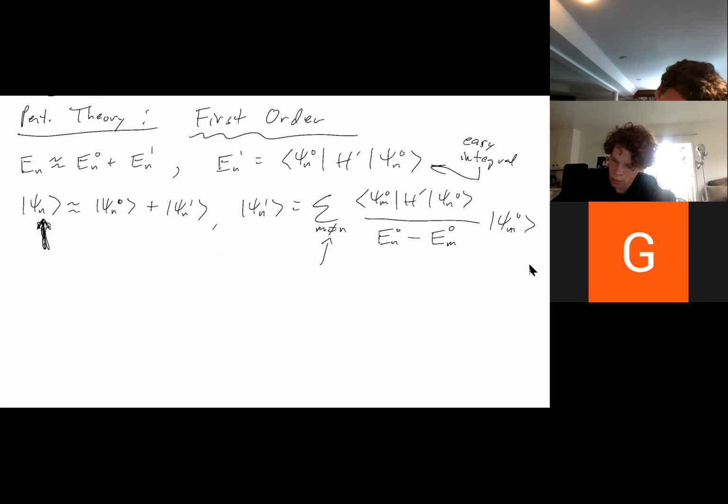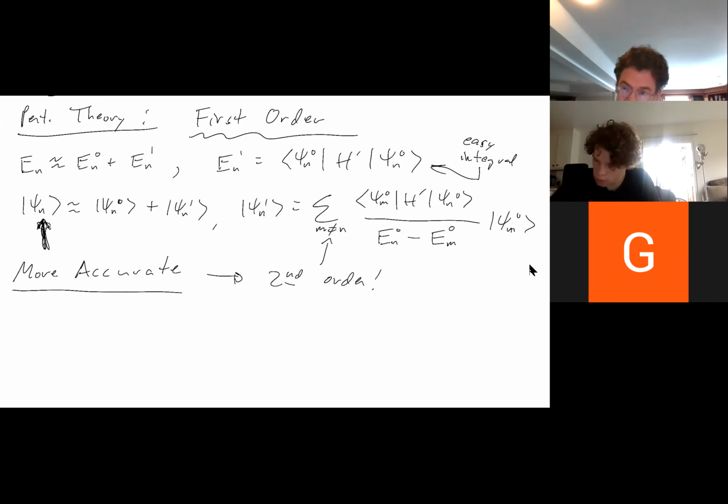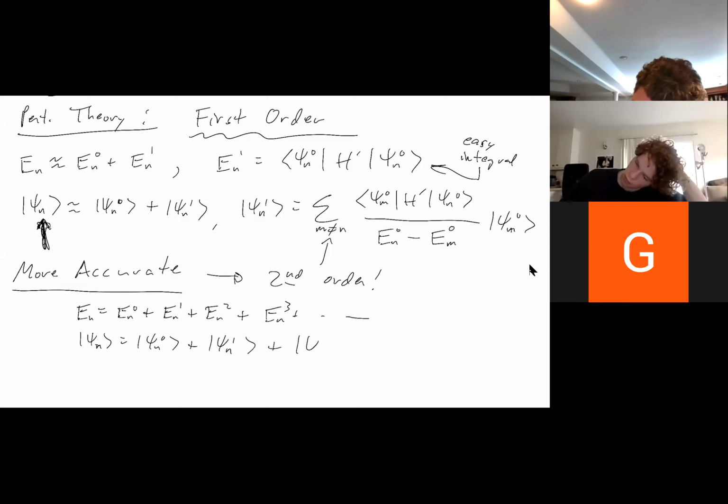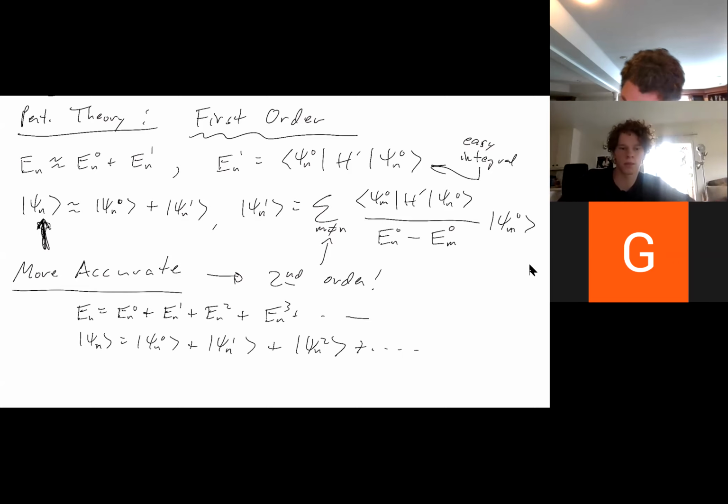But it turns out that we can get a more accurate expression if we go to second order. And the way to think about it is that in a perturbation expansion, the eigenenergy is equal to the unperturbed eigenenergy plus the first order correction plus the second order correction plus the third order correction, etc. And the same goes for the eigenstate, of course. And the idea is that the further out you go in the perturbation expansion, the more accurate it is. So that's the idea.